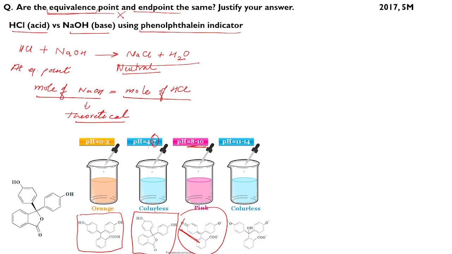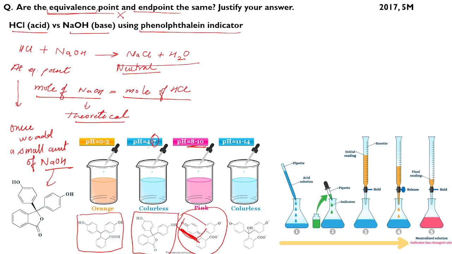So for example, after this equivalence point, once we add a very small amount of NaOH, once you add extra NaOH, now there is no HCl left to be neutralized. So this NaOH is going to react with the phenolphthalein, and it converts into this quinoid structure. Okay, and this quinoid structure will give you a pink color, right? So this is how we do this.